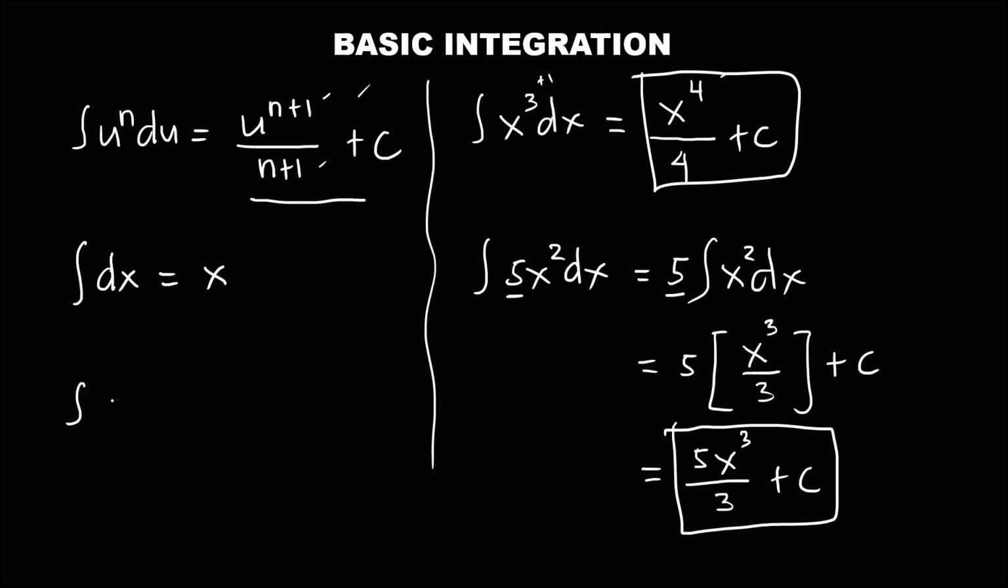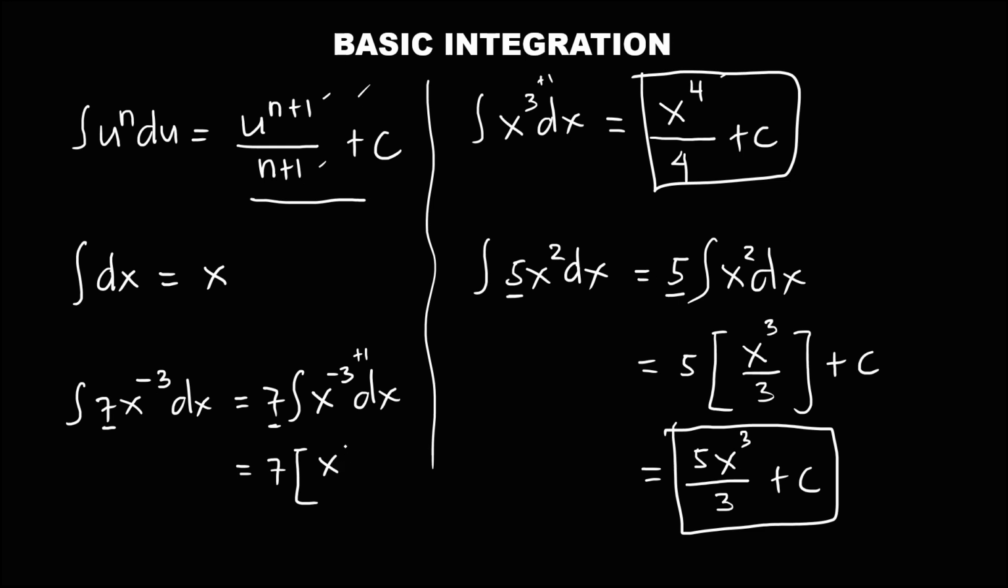Then if we have this given, the integral of 7x to the power negative 3 dx. Again, we need to put this constant outside. So this becomes 7, then the integral of x to the power negative 3 dx. To evaluate the integral, just bring down the constant, then times x, plus 1 for the exponent. This becomes x to the power negative 2, because negative 3 plus 1 is negative 2, then over this denominator, which must be equal to this exponent, then plus c. To simplify, this becomes negative 7x to the power negative 2 over 2 plus c.